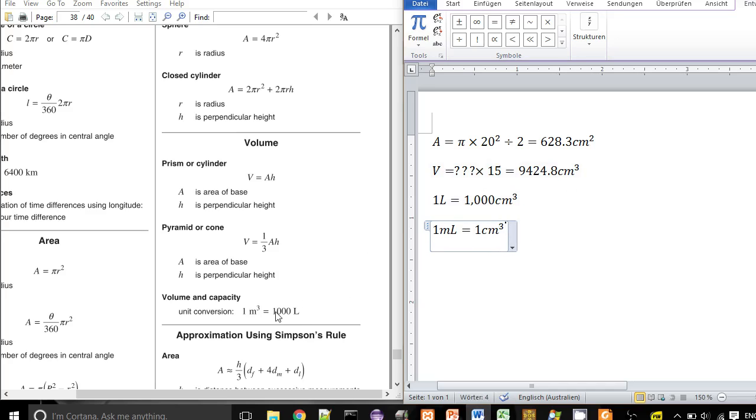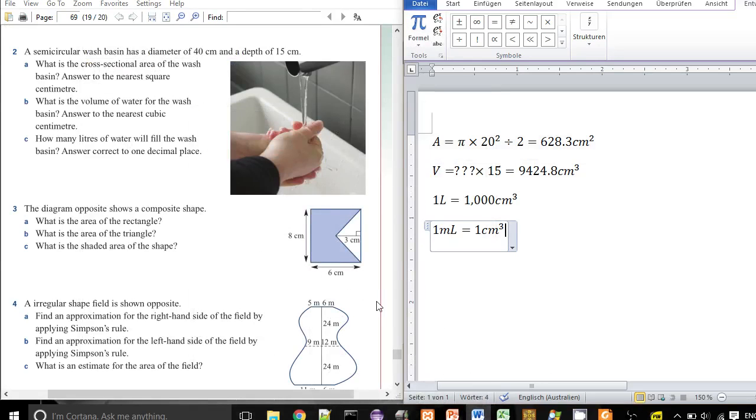And this is also a kiloliter. 1,000 liters is just a kiloliter. So a cubic meter is a kiloliter. Alright, so how many liters? I can actually tell about 9.4. Okay, how many thousands are there? There's 9.4 thousand. So 9.4 liters. Alright, let's keep going.